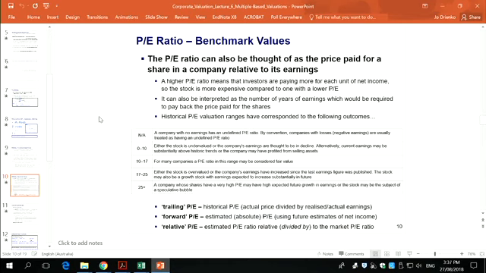Historical ranges. The benefit of ratios is we have a range. We have a historical range, and these ranges are important and they work, right? So PE ratios can be thought of as, again, a price paid for a share in the company's earnings. And that's important. Think of it that way.